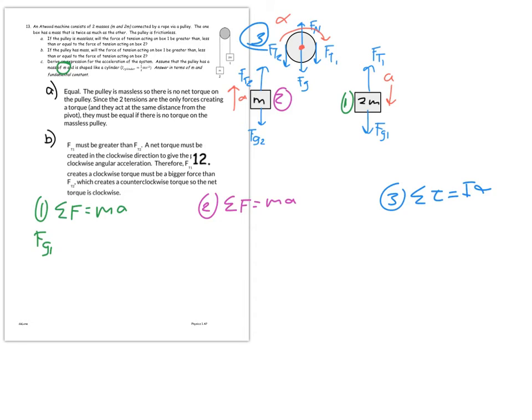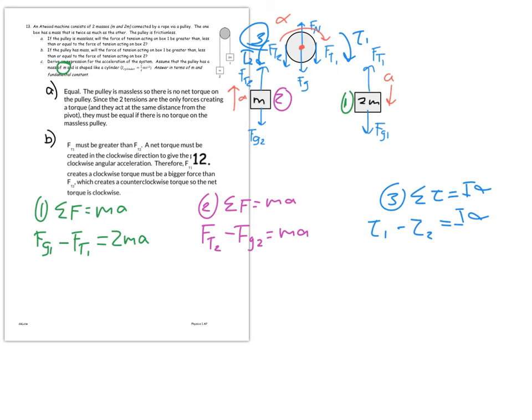So for object 1, which is box 1 over here, it's going to be Fg1 minus the force of tension 1, and that's going to be equal to 2ma. We switch here to box 2, and that F equals ma is going to be Ft2 minus Fg2 equals ma. And of course we are making acceleration the positive direction. And then we can do our torque equation: the torque from tension 1, which is going in the clockwise direction, minus the torque from tension 2, which is going in the counterclockwise direction, is going to be equal to I alpha.